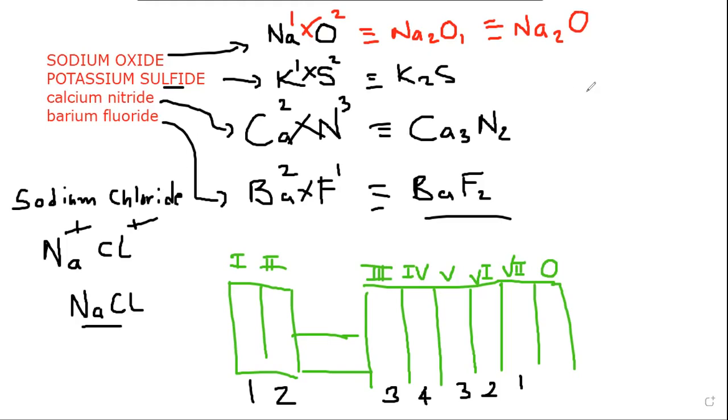You have calcium oxide. The valence number of calcium is 2. The valence number of oxygen is 2. So if they're equal, cancel them out. Then you have CaO, calcium oxide.